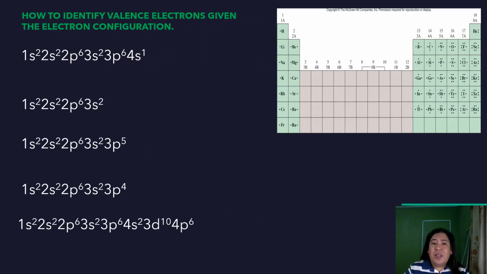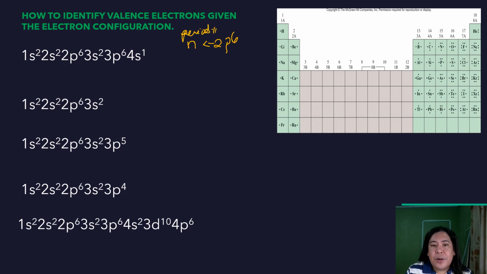So how to identify valence electrons given the electronic configuration of the atom? Before we further discuss that part, let us have this map. If you have 2p6, this 2 here is your first quantum number, or your n. We already discussed the 4 sets of quantum numbers. So yung katabi ng sublevel ng p is the quantum number. This is also known as the period number.